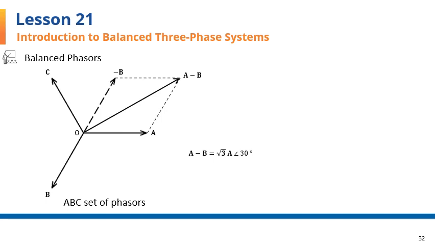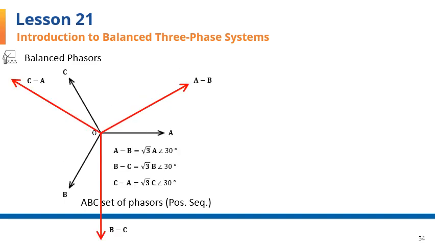Let me change the color of the phasor A minus B to have it stand out better. The two other differences are formed in the same way, resulting in the same diagram as was seen earlier for the phasor differences for the positive sequence set. And here is the completed diagram.